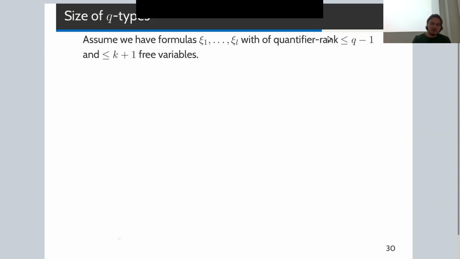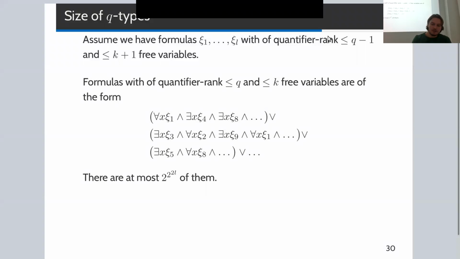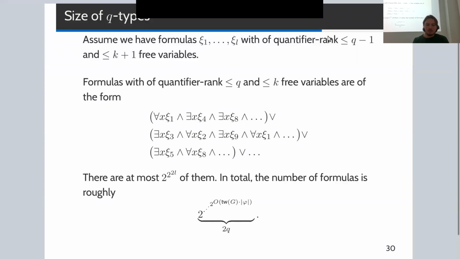And then in the next lecture, we will prove that in total, the number of formulas are roughly a tower of 2s, 2 to the 2 to the 2 and so on, raised by tree width times phi. And the height of this tower is going to be something like twice the quantifier depth. So this is a lot of types. And actually, this cannot be much improved. So really, there are just this many types. And this is where the huge constants in the running time of Courcelle's theorem come from, by storing these very, very many types. Are there any questions?